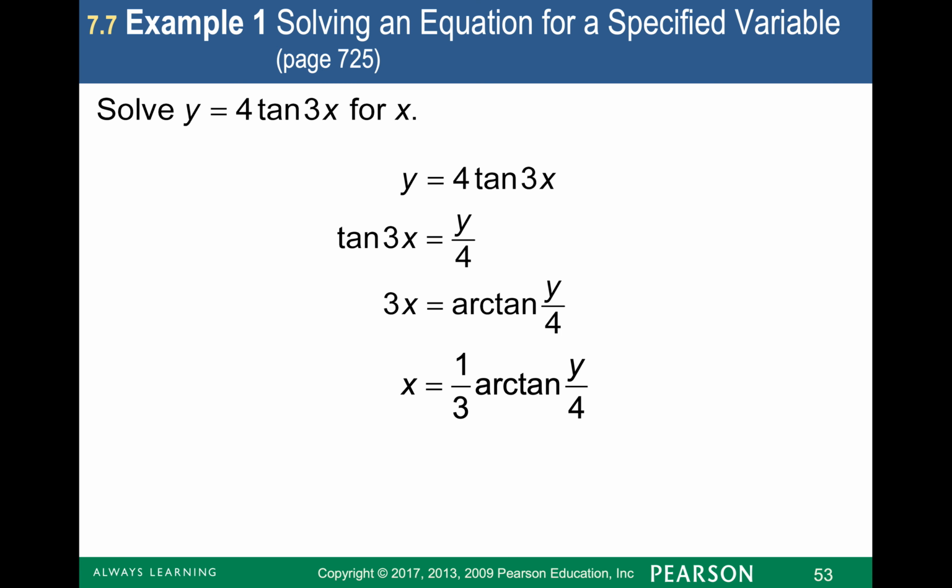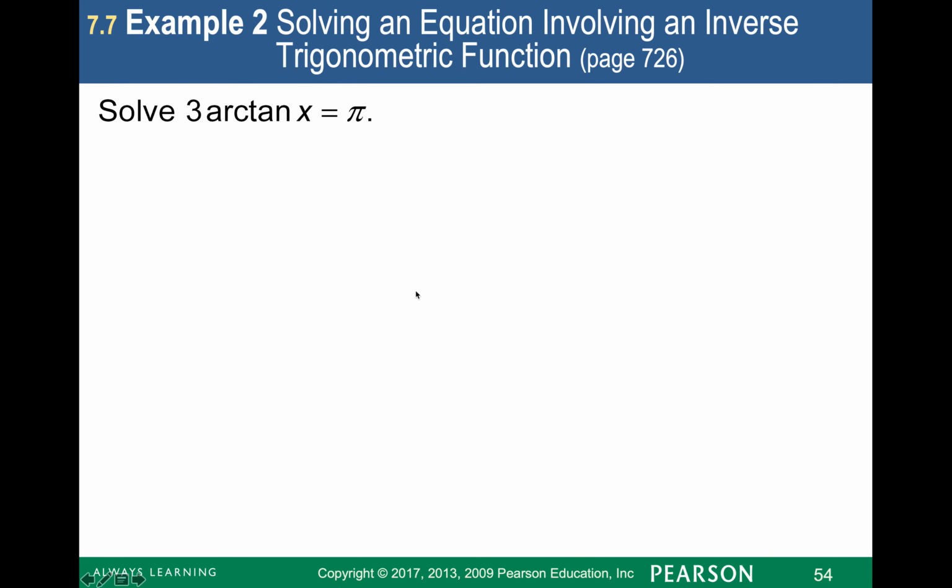This is an equation. I'm not solving for a numeric value for x. I'm just getting x by itself. So the key takeaway here is the way to get rid of the tangent in front of a 3x is not to divide by tangent. It's to take the inverse of both sides. That's the key here of this entire section.